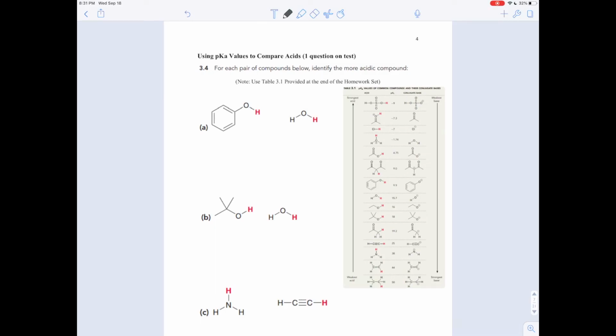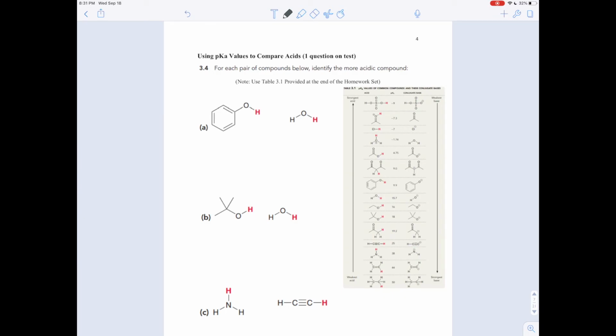What we want to do in exercise 3.4 is compare the strength of different acids. In other words, is this hydrogen more likely to come off of this molecule, or is this hydrogen more likely to come off of that molecule? Which molecule is more acidic? Which is better able to donate a hydrogen, an H+?